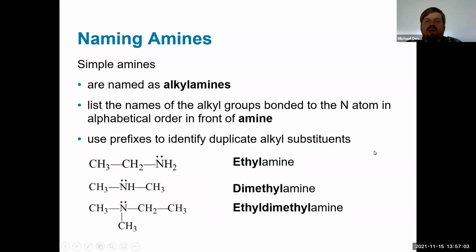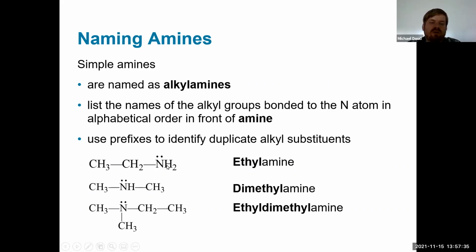Okay, so we're only going to be worried about the simple nomenclature for amines in this class. This is not the IUPAC system, but it is a very important system, and it works really well for a lot of common names for amines that you might be dealing with in the future. So we name them as alkyl amines. What we do basically is list the names of the alkyl groups that are bonded to the nitrogen in alphabetical order in front of the word amine. And the prefixes are going to identify any duplicate alkyl substituents.